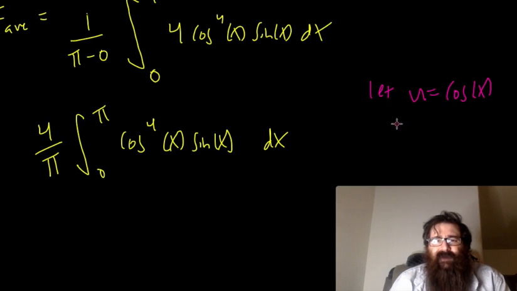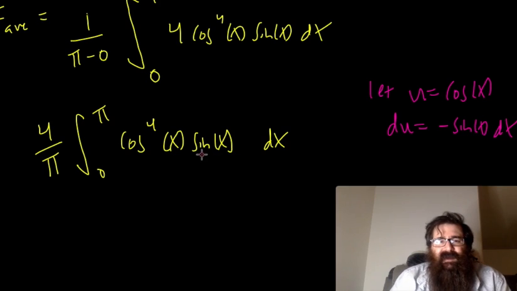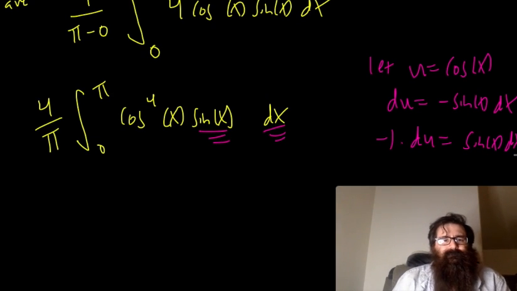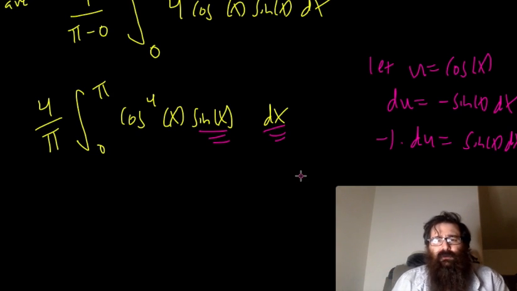The derivative of this, du, derivative of cosine gives me negative sine of x dx. And I do have a sine of x dx, not a negative 1 though, so we multiply both sides by negative 1. So negative 1 du is equal to sine of x dx. And we transform this integral. Now, I'm not going to change bounds. I'm going to back substitute and get the old bounds back.